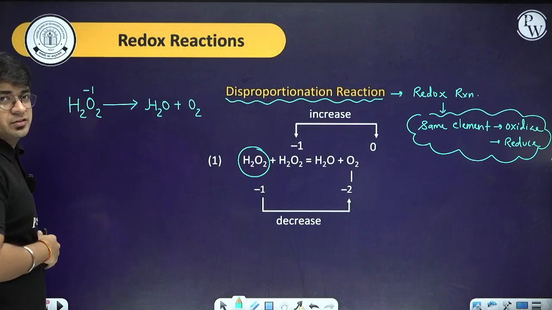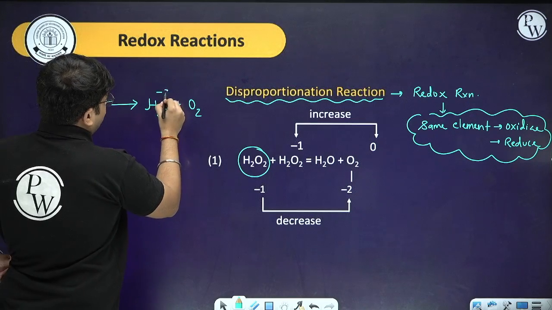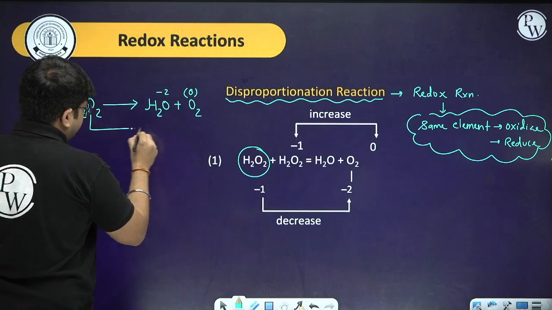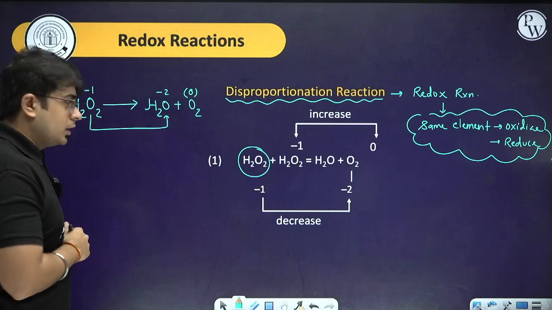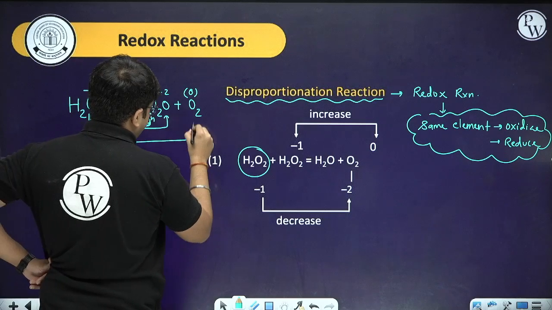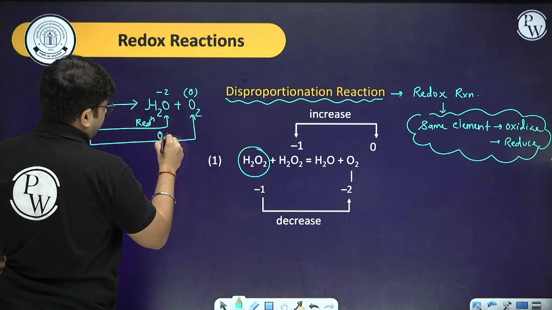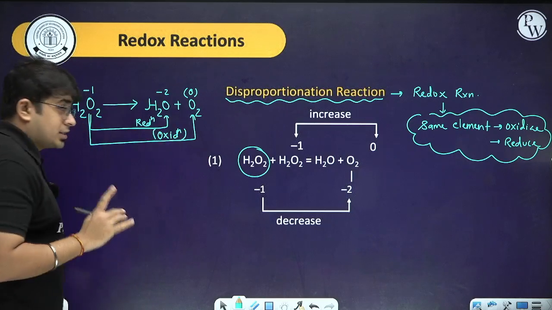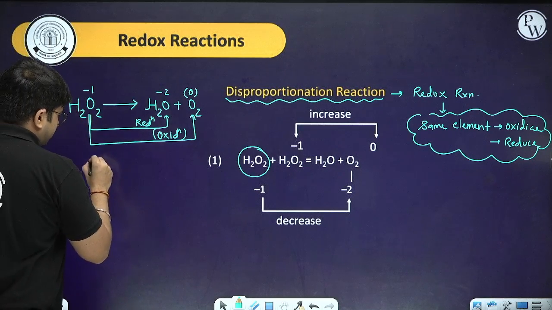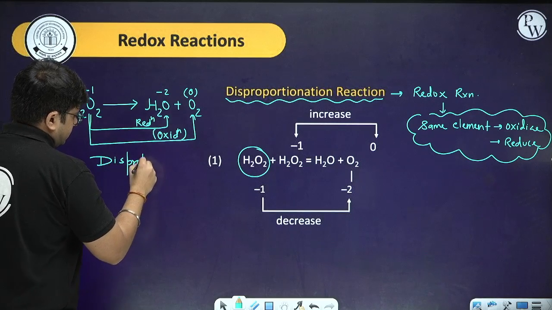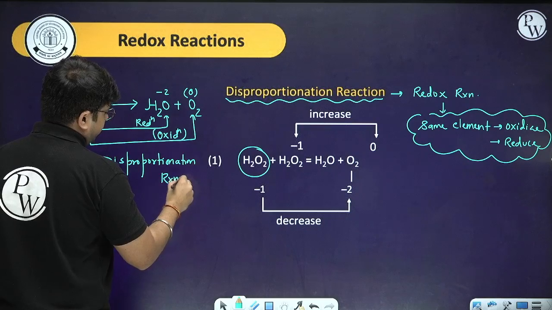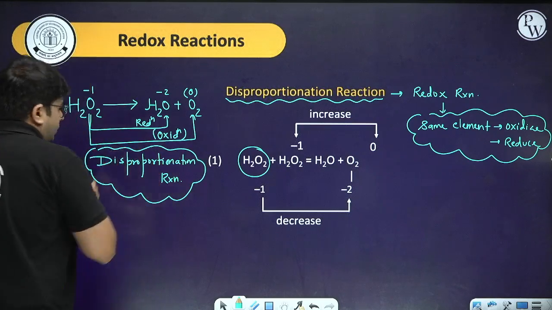In H2O2, oxygen is present in the -1 state, which we already know. In H2O it is converted into -2, and in its native state it is 0. So from -1 to -2, that process is basically reduction. And the oxygen converting from -1 to 0 is oxidation. So you see, oxygen is the only element which oxidizes as well as reduces itself. That process is basically a disproportionation reaction. A very specific type of reaction.